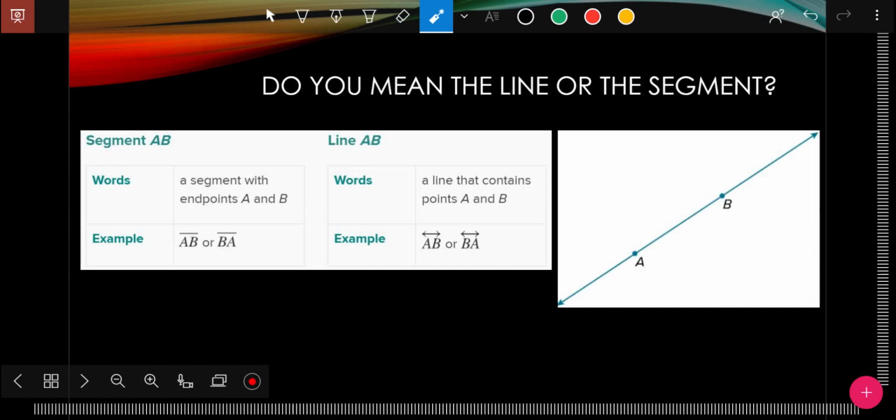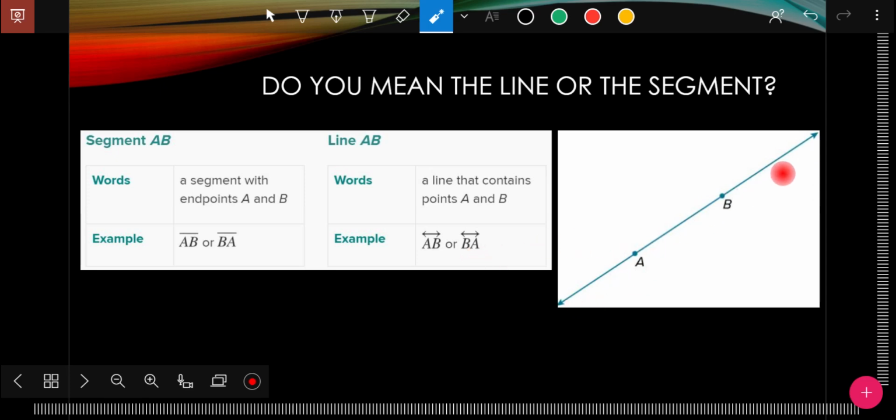All right. Do you mean the line or the segment? It's very important when we're talking about this that we note the notation: the notation of a segment versus the notation on the right side of a line. They both could use either letters, and the order of the letters doesn't matter: AB or BA. That little line above it, if it doesn't have arrows, I would read as segment AB or segment BA. This I would read as line AB or line BA.